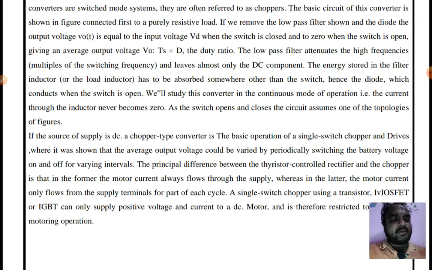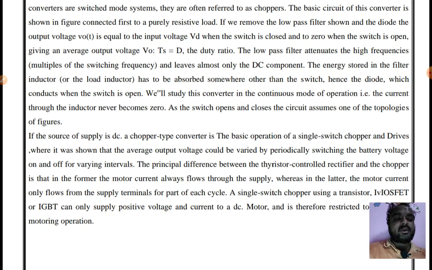So why are we using filters here? To eliminate the ripples in the output voltage. The low pass filter attenuates the high frequencies and leaves almost only the DC component. So here low pass filters are used to eliminate the switching ripple waveforms, right.